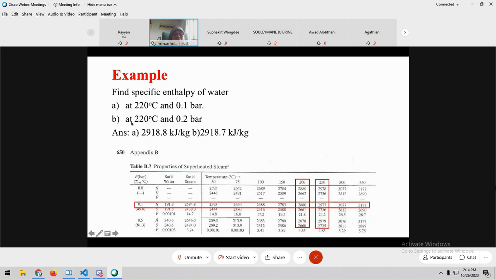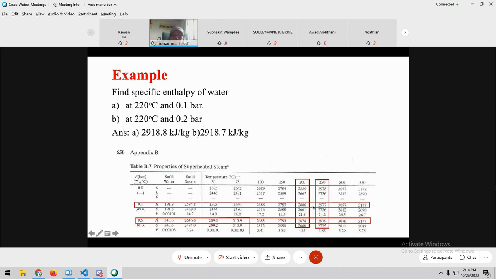Okay. For the second part, you need to get it at 220, but the pressure is 0.2 bar. That's going to be difficult because you don't have 0.2 bar, you have 0.5. For the second part of the problem, you need to do double interpolation. What do I mean by double interpolation? Just now, you managed to get the value for 0.1 bar at 220 degrees C. Now you need to get another value at 0.5 bar at a temperature of 220.